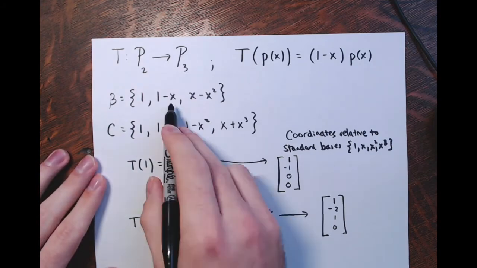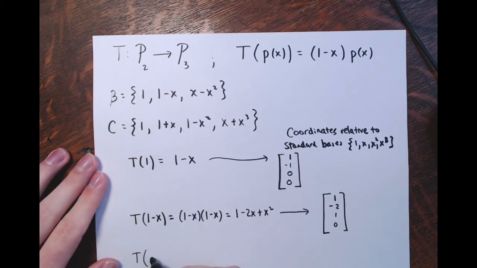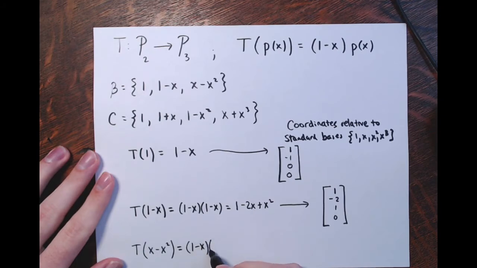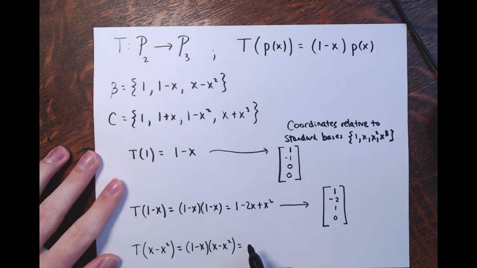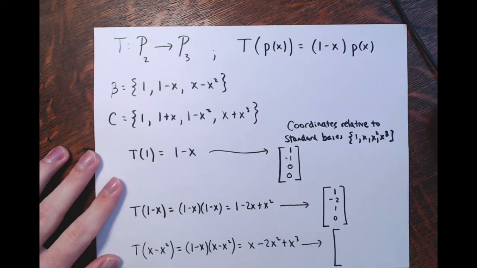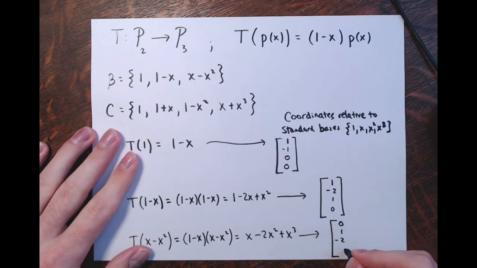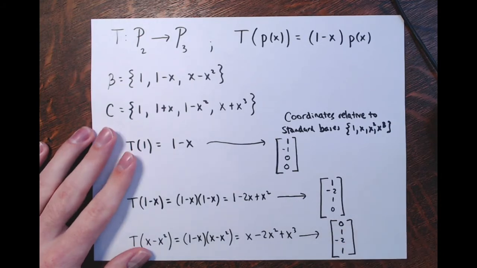And then finally, the third basis vector from B, T of x minus x squared. Again, that's just the way the rule looks. That's 1 minus x times x minus x squared. Well, this would be x, and then minus x squared minus another x squared, so minus 2x squared, and then plus x cubed. Changing to coordinates relative to the standard basis, you'd have 0, 1x, negative 2x squared, 1x cubed, like this.